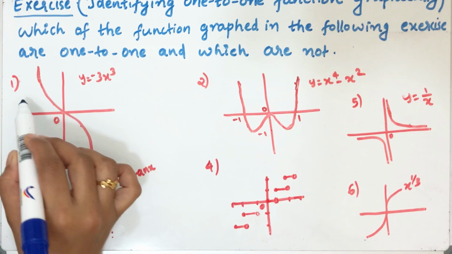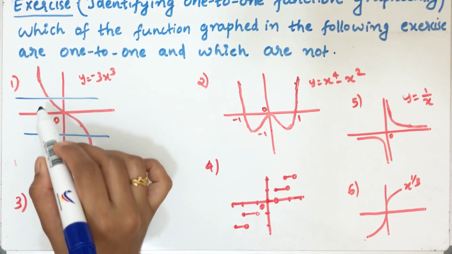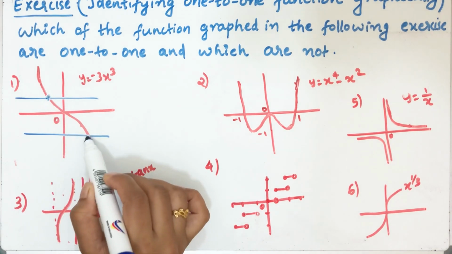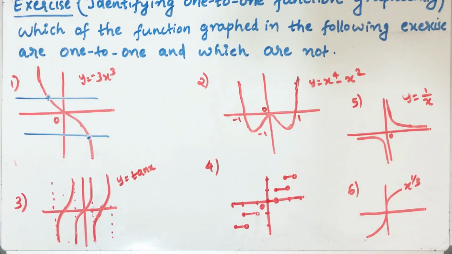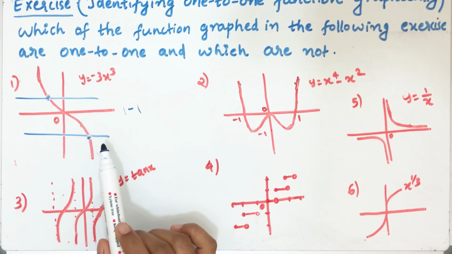Here in the first case, if we take any horizontal line, it meets the graph at exactly 1 point. So this is 1-1. Or we can say it passes the horizontal line test, or each horizontal line meets at most once.